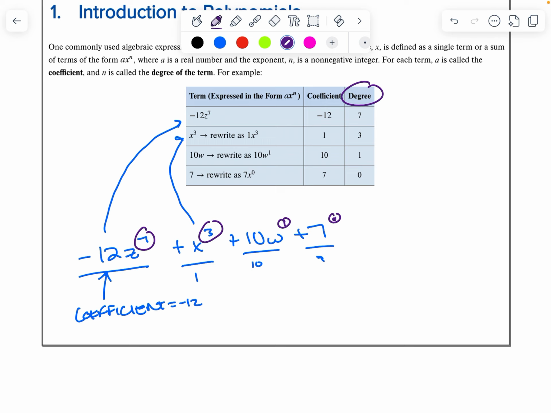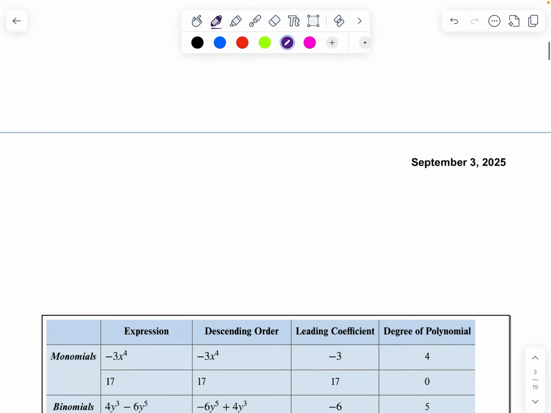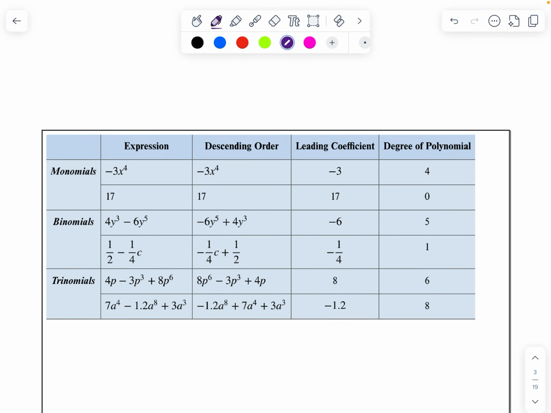The degree of the entire polynomial itself is just the highest degree of any single term. So the highest degree we have is 7. That's because of this exponent here, not because of the number out to the right. It's because the highest exponent is 7. Here are some examples of that. There are some ways to categorize these. A polynomial with one term is called a monomial. A polynomial with two terms, notice that has two terms, 1, 2, is called a binomial. A polynomial with three terms, 1, 2, 3, is called a trinomial.